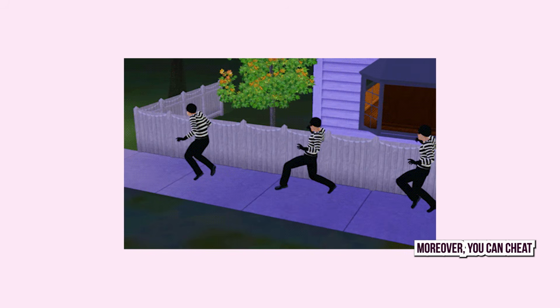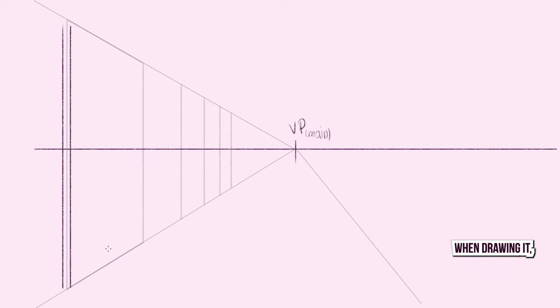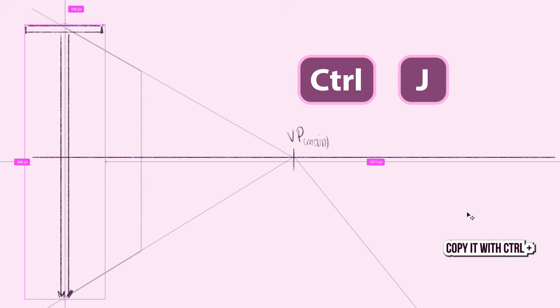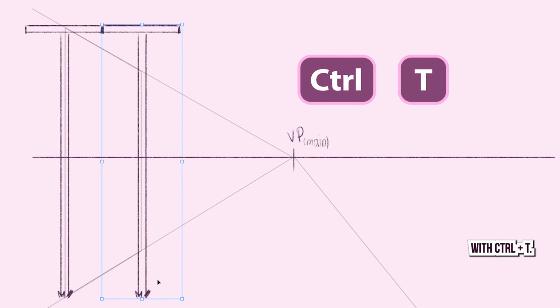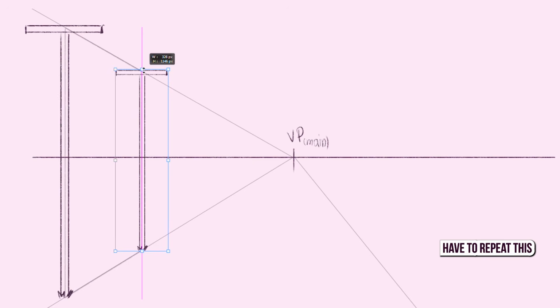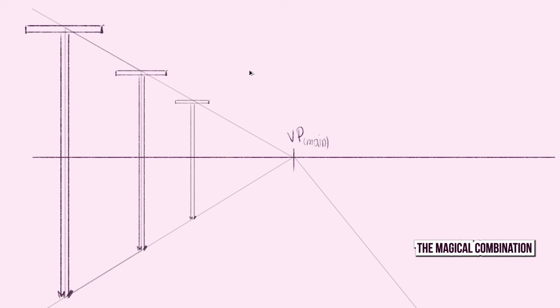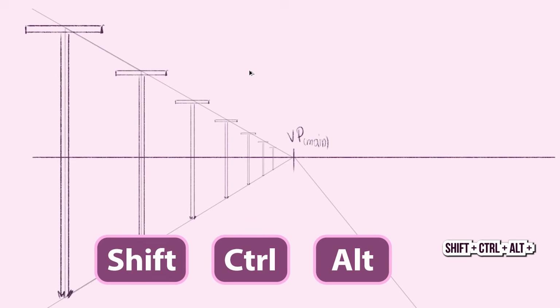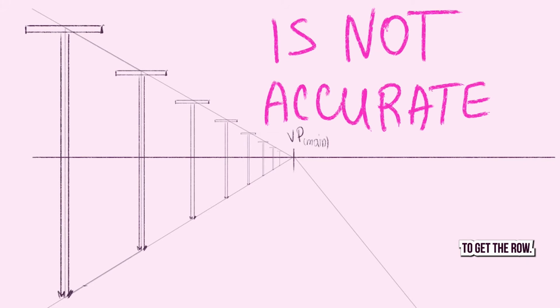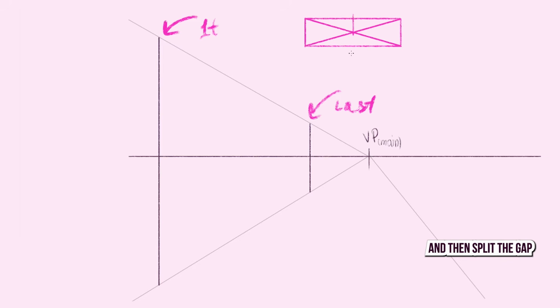Moreover, you can cheat when drawing it. Just draw the first one, copy it with Ctrl J, and transform with Ctrl T. Don't worry, you don't have to repeat this for every item. Just use the magical combination Shift, Ctrl, Alt, T, like you are playing a chop game to get the row. Another way to get this grid is to draw the first and the last position, and then split the gap using diagonals and middle lines.